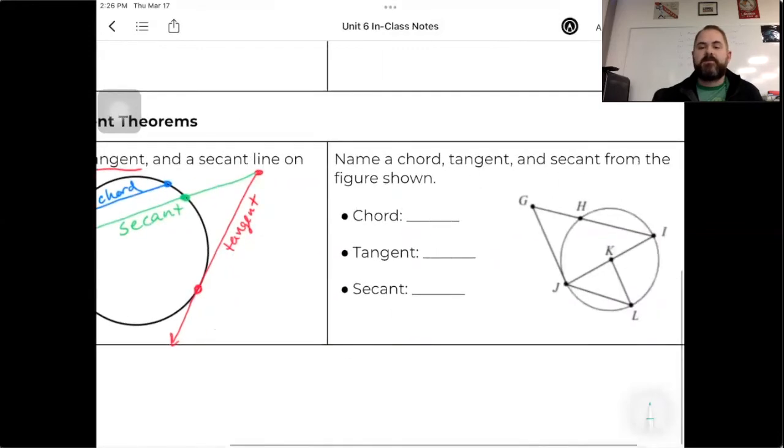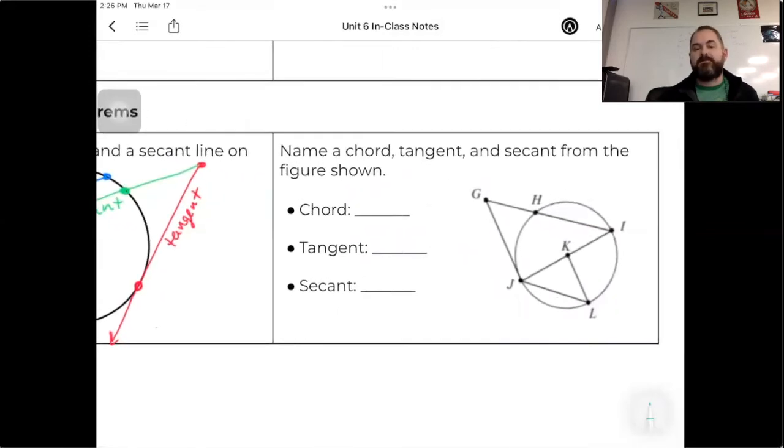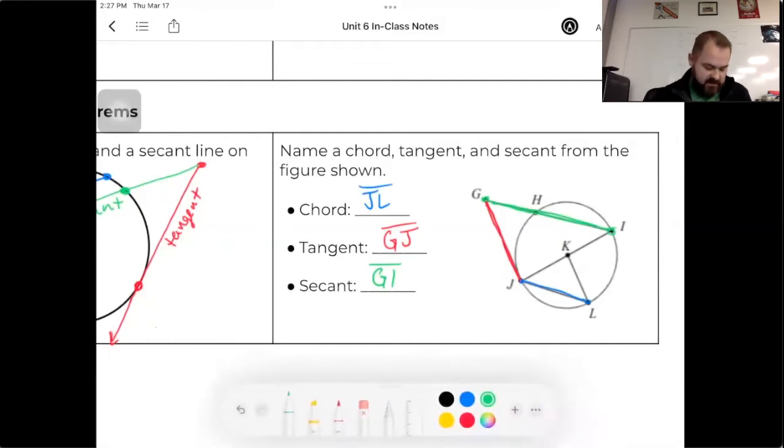As we look at the picture to the right here, we can also look at a given picture and identify these parts. If I go back to our chord, this would be an example of a chord, JL. The tangent we have in this picture is the segment GJ, not GI, GJ. It only intersects the circle at point J. And then the secant is this line. We only use the endpoints to label it though, G and I. So segment GI is a secant. We're going to use these terms, chord, tangent, and secant, and look at the relationships between their different intersections.